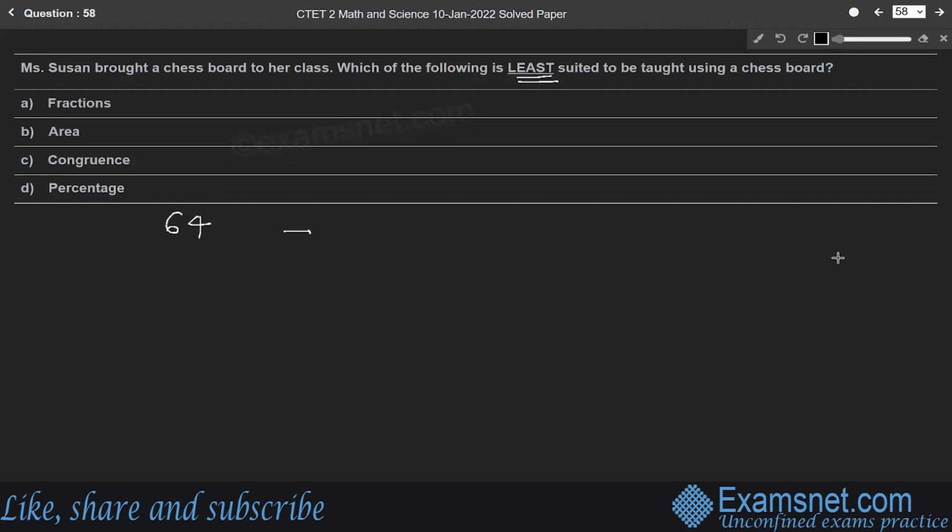So, in this, percentage cannot be explained using a chessboard because percentage means 100, right? But the squares on the chessboard are less than 100. So children may get confused about the concept. Whereas fractions, area, and congruence, these three concepts can be taught using a chessboard. Therefore, option D is the right answer.